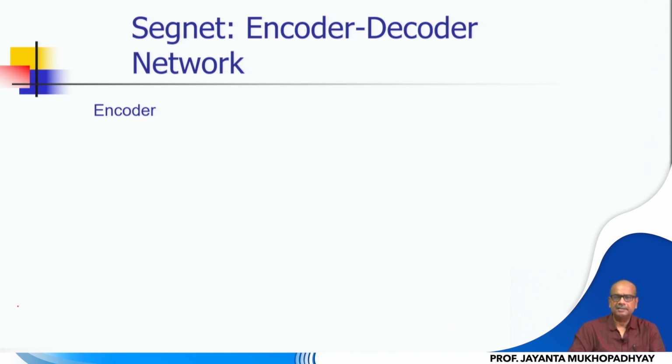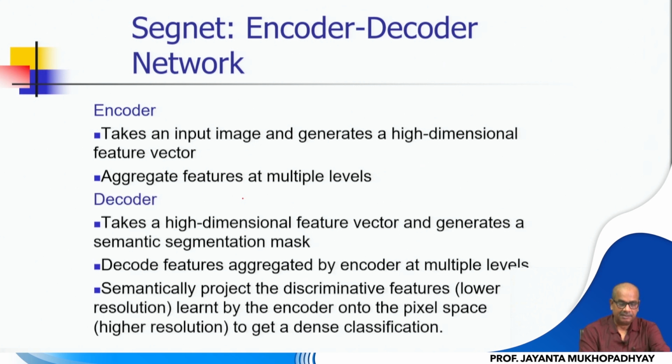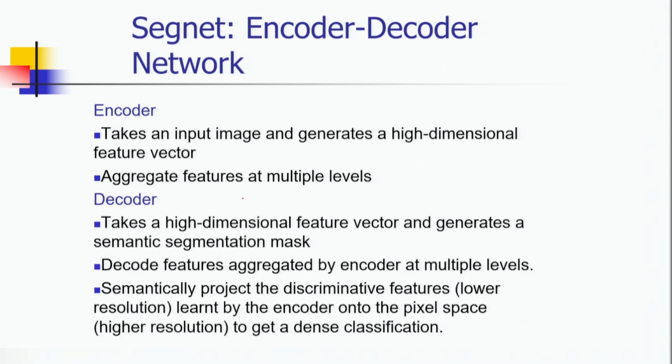We call one part the encoder, which is encoding the images into their feature space, and then from feature space you are decoding it to your desired computational space or resulting space. So the encoder takes an input image, generates a high dimensional feature vector, and aggregates features at multiple levels. Whereas the decoder takes that feature representation aggregated by the encoder at multiple levels, decodes it, and then semantically projects the discriminative features learned by the encoder onto the pixel space, so as to get a dense classification.